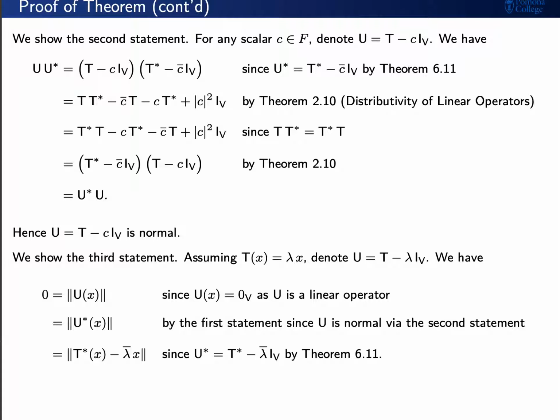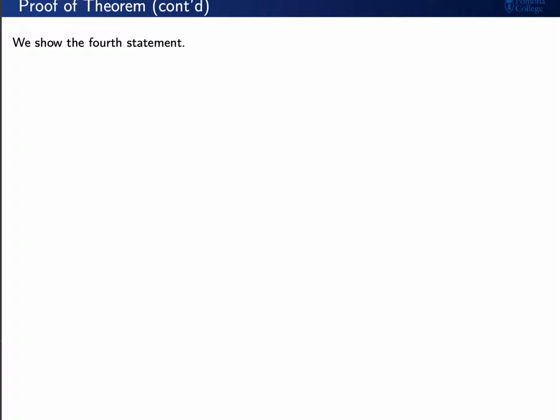But now we realize that U star is T star minus lambda conjugate, so we have the norm of T star of x minus lambda conjugate times x. But of course, the norm is non-degenerate, so this does indeed show that T star of x equals lambda conjugate times x. We'll finish off the proof by showing the fourth statement.